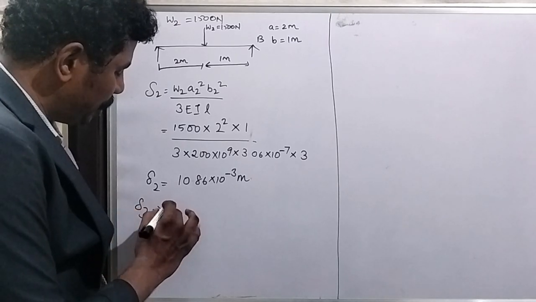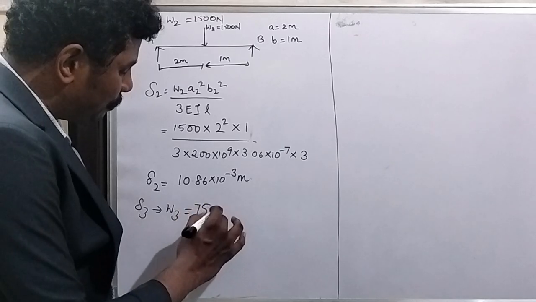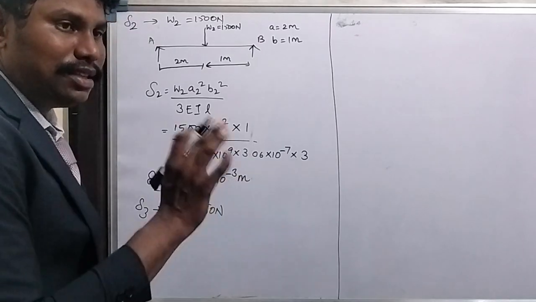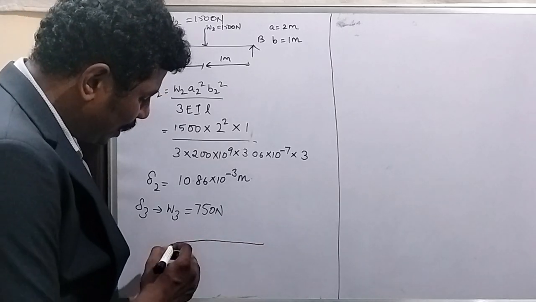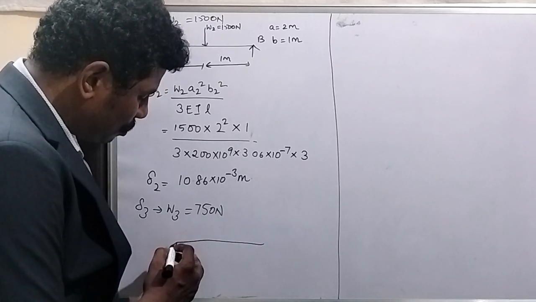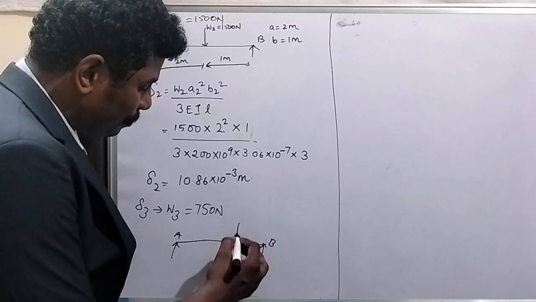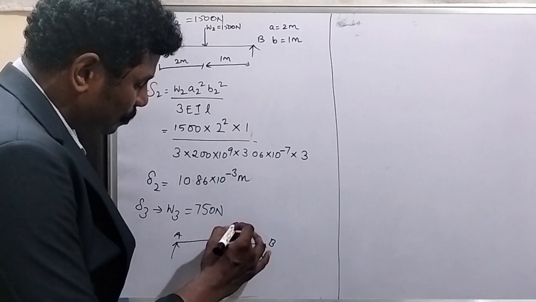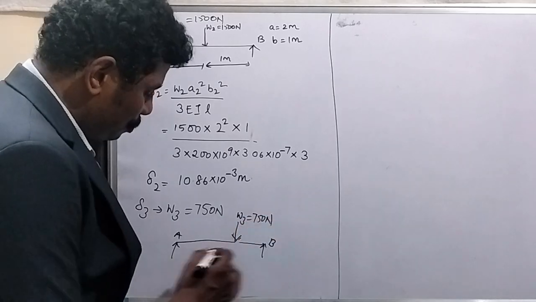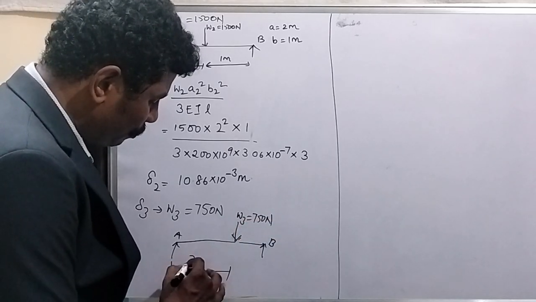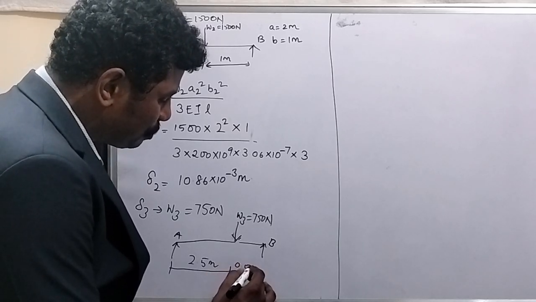So delta 3 will be because of the load 750 Newton. So in this case we are going to assume that the shaft consists of only this 750 Newton. So first we can draw the diagram considering this load alone. So this is left support and this is right support. W3 will be equal to 750 Newton. So the distance is given as 2.5 meter from the left support. So the remaining distance will be 0.5 meter.